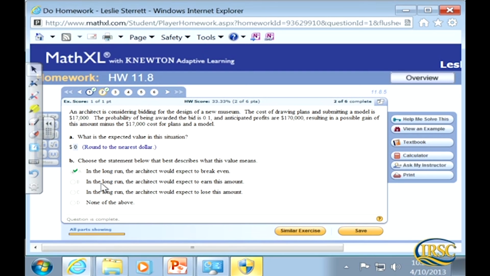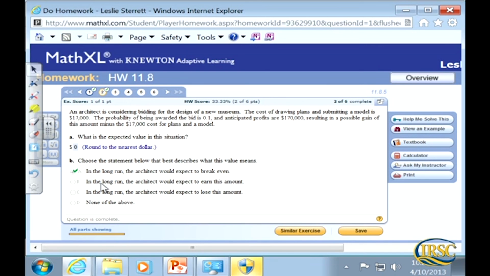So this means that if this architect continues to bid on these huge jobs, it's a huge job, a museum. It's got a high risk, there's not a lot of museums being built these days, right? So the probability that he gets the job, there are a lot of architects, not a lot of museums, is just 0.1. But at least he would break even on this job. So he would earn what his costs would be.